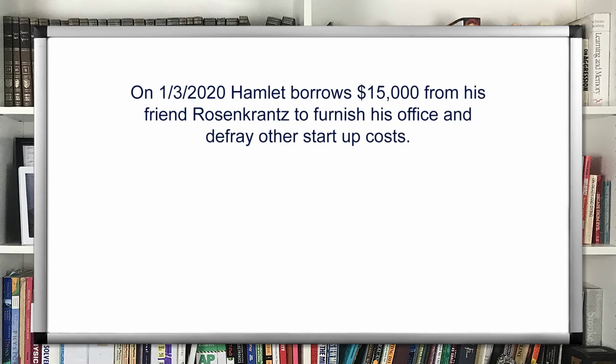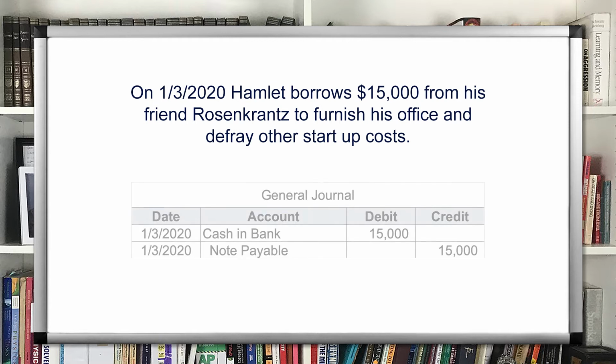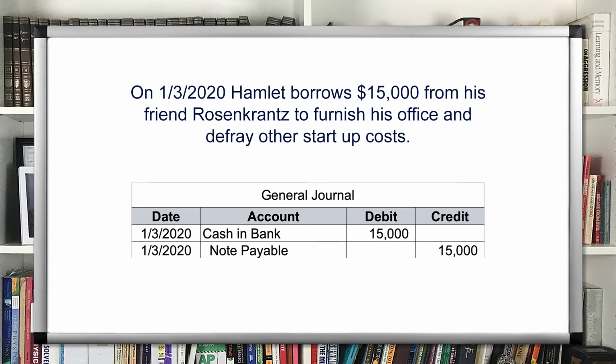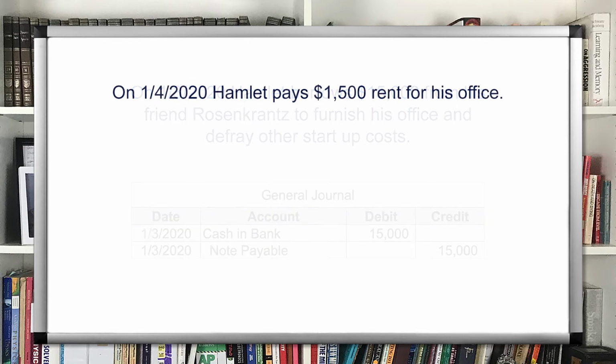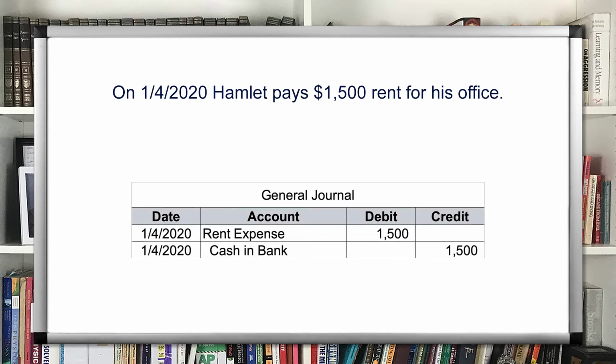On January 3rd, Hamlet borrows $15,000 from his friend Rosencrantz to furnish his office and defray other startup costs. The business receives a $15,000 increase in cash and now owes $15,000 in notes payable. On January 4th, Hamlet pays $1,500 rent for his office. Cash is decreased and an expense, rent, increases.